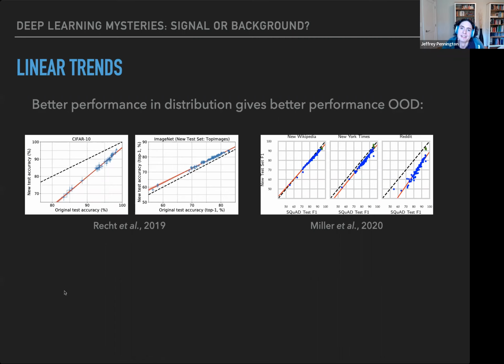But what is found is, as you improve the performance of the model on the original data set by, for example, adding more parameters, you will move left to right. And you find that you also move bottom to top. So there's a strong positive correlation between your accuracy on the original data set and on shifted data sets. But of course, what's most striking here is that the relationship is linear, or appears to be approximately linear.